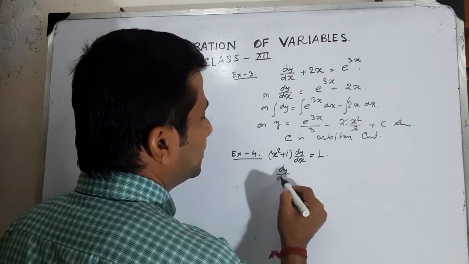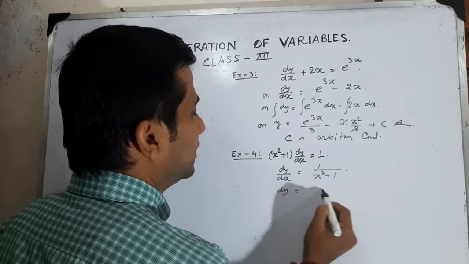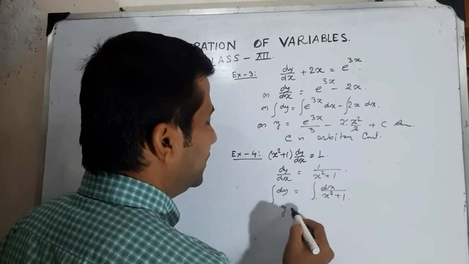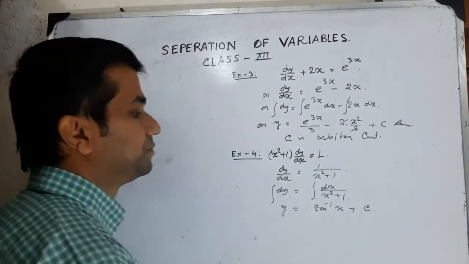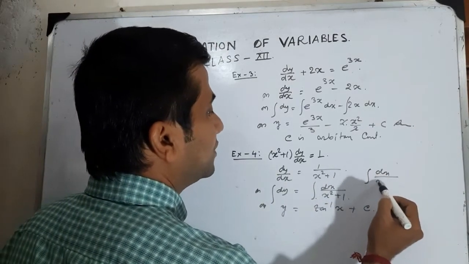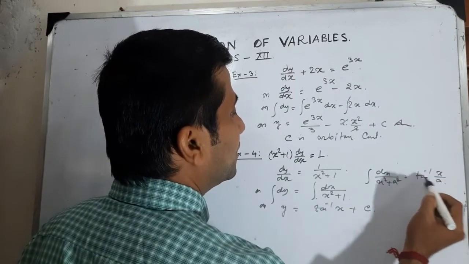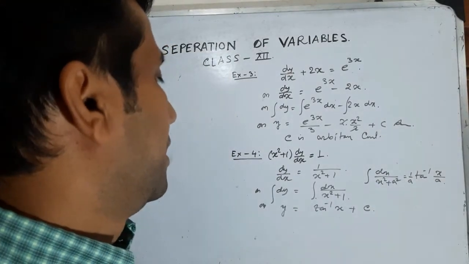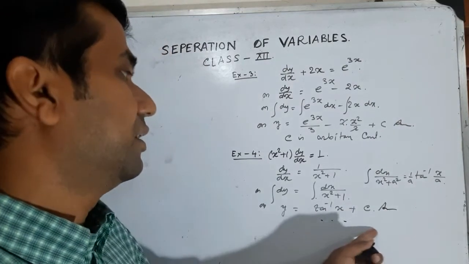The next problem is very easy. dy/dx = 1 by x square plus 1. Then dy = dx by x square plus 1. Now integrating both sides, we get y = tan inverse x plus c. You know the formula: integration dx by x square plus a square is equal to 1 by a tan inverse x by a. This is your required answer, and you write here that c is the arbitrary constant.